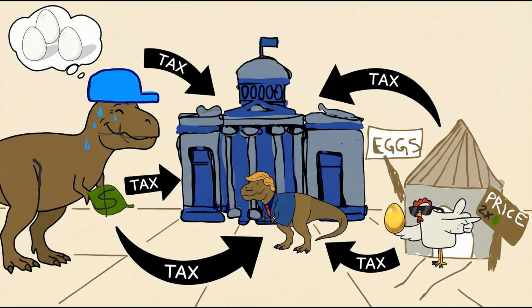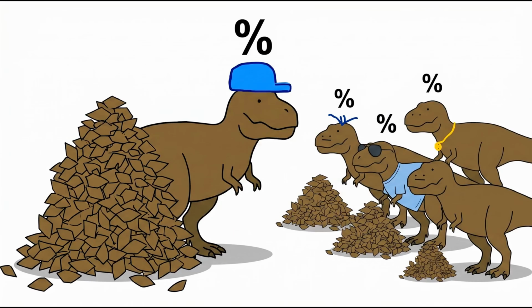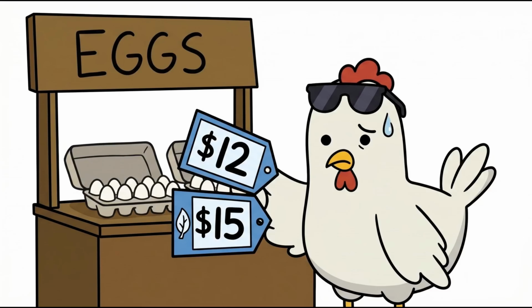There are different kinds of taxes. Income tax, slice of every leaf Dino earns. Sales tax, slice of every egg Dino buys. Property tax, slice for owning a rock house. Corporate tax, slice of chicken's egg business profits. Progressive tax means richer Dinos pay a higher percentage. Flat tax means every Dino pays the same rate no matter what. Chicken pay tax too, so chicken raise egg price to cover it.